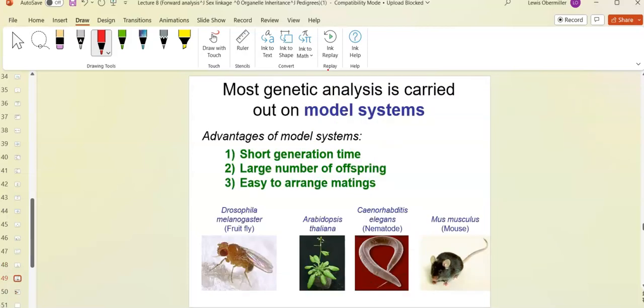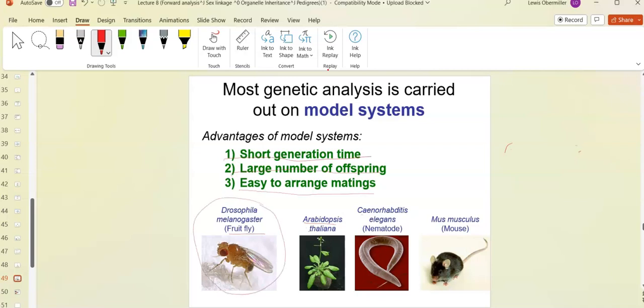All right, I think I already jumped ahead and talked about this, but we want a short generation time. So fruit flies are good. For plants, Arabidopsis is good. C. elegans, a nematode, is good. Mice are good. Humans are terrible. The reason is they have lots of offspring. And the other thing I didn't mention is it's really easy to arrange a mating. If you want a big mouse to breed with another big mouse, you just pick the two mice and put them together, and then they mate and have offspring. Same thing with the fruit flies.